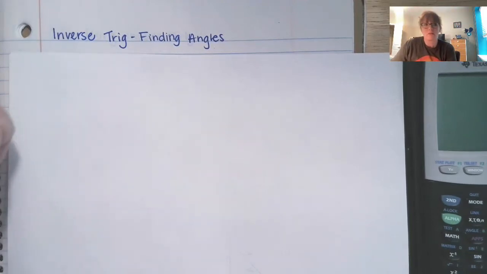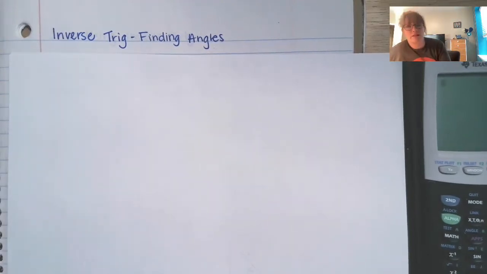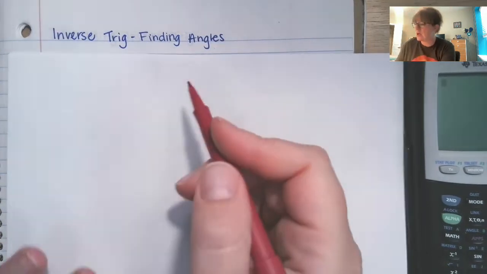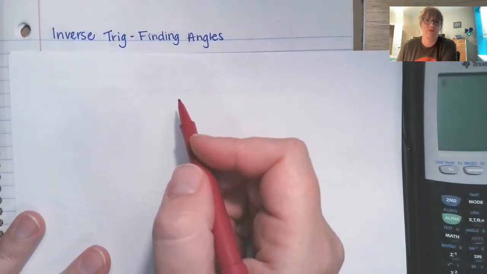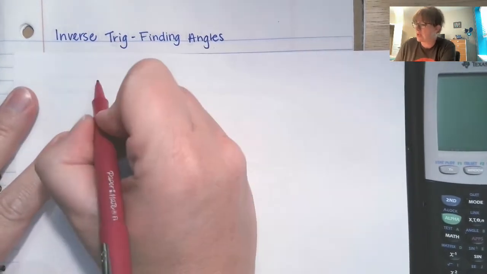Hi guys. Okay, so we're going to work with inverse trig today, and we use inverse trigonometry just to find angles. We don't use inverse trigonometry for anything else. It is just used for angles. So what the heck is inverse trigonometry? Let me show you what it looks like.